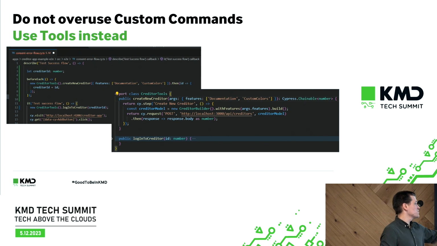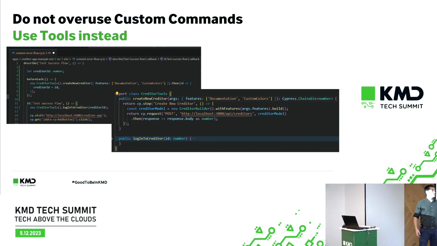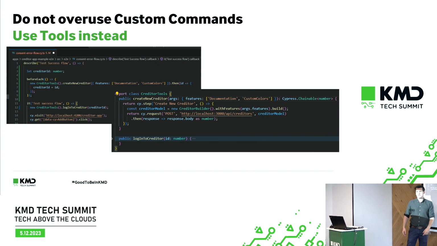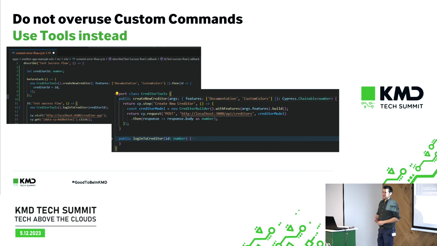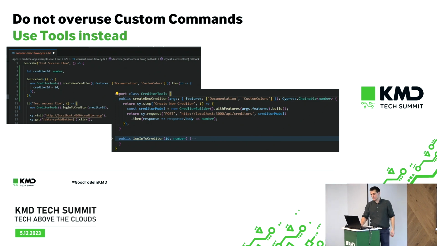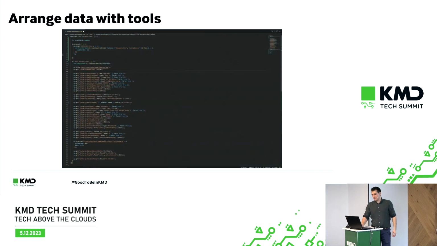And this is a simple class which contains some logic. Here you can see the creditor tool, which is building some model using the builder pattern, and it's calling the API from Cypress to add this creditor. So you see here, Cypress interacts with the API. The next point is arrange data with tools. This is one of our, I would say, best ideas in the end-to-end test suite.